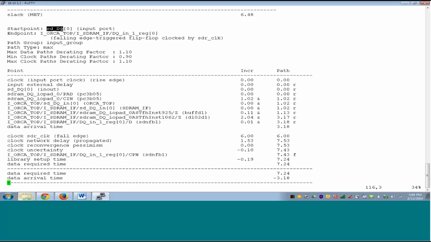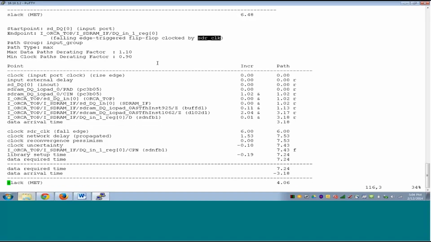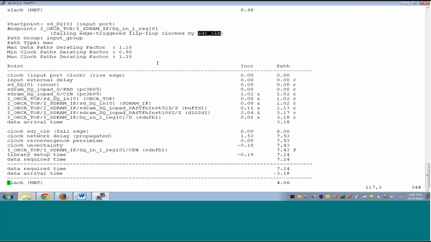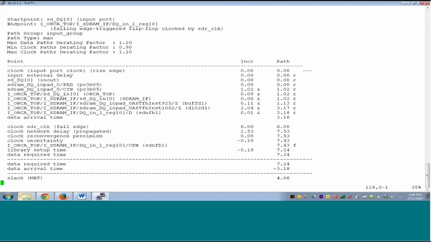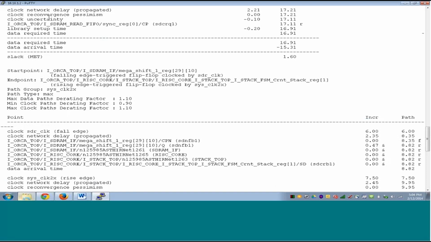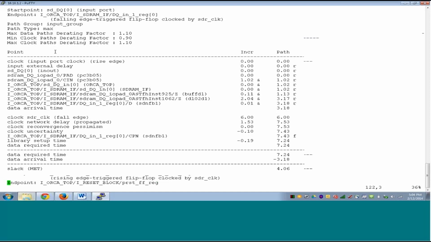SD pins, as the name suggests, are related to some SDR interface, a memory interface. SDR clock is again a memory clock. So these pins should be assigned input delay with respect to SDR clock only, not with respect to any other clock. So things become a bit more complex, a bit more detailed when you have multiple clocks, right? So you have to be careful. Now, we have applied clock uncertainty to all the clocks, which is getting subtracted here, and the rest you are already familiar with. Let's move ahead.